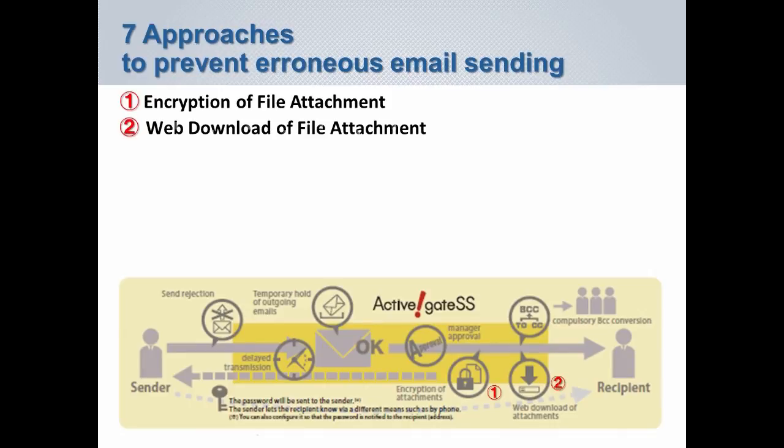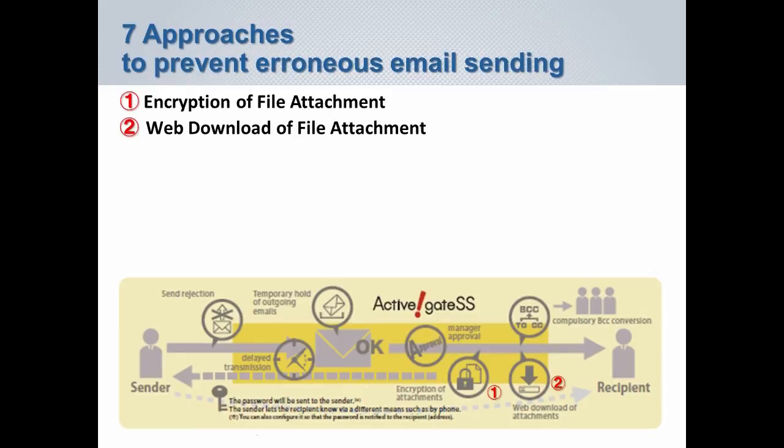The second is web download of file attachment. This function is very useful when a user sends a large file which cannot be sent via email. For example, if 5 MB is set as the maximum attachment size, when the file size exceeds the value, the file attachment is separated from the mail body and uploaded to our cloud infrastructure. Then a URL link is added to the mail body and sent to the recipient.